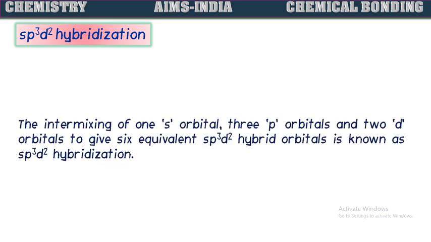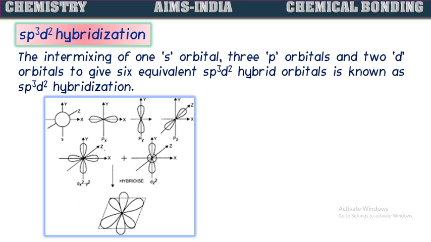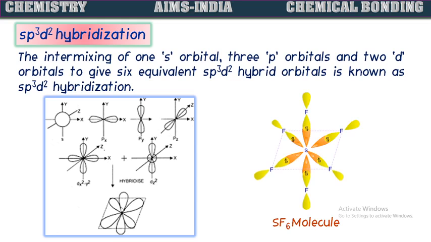sp3d2 hybridization. The intermixing of 1 s orbital, 3 p orbitals and 2 d orbitals to give 6 equivalent sp3d2 hybrid orbitals is known as sp3d2 hybridization. Here you can see 1 s orbital, 3 p orbitals and 2 d orbitals intermixing to form 6 equally energetic sp3d2 hybrid orbitals. The best example of a molecule having this sp3d2 hybridization is the SF6 molecule, where the central atom sulfur has sp3d2 hybridization.